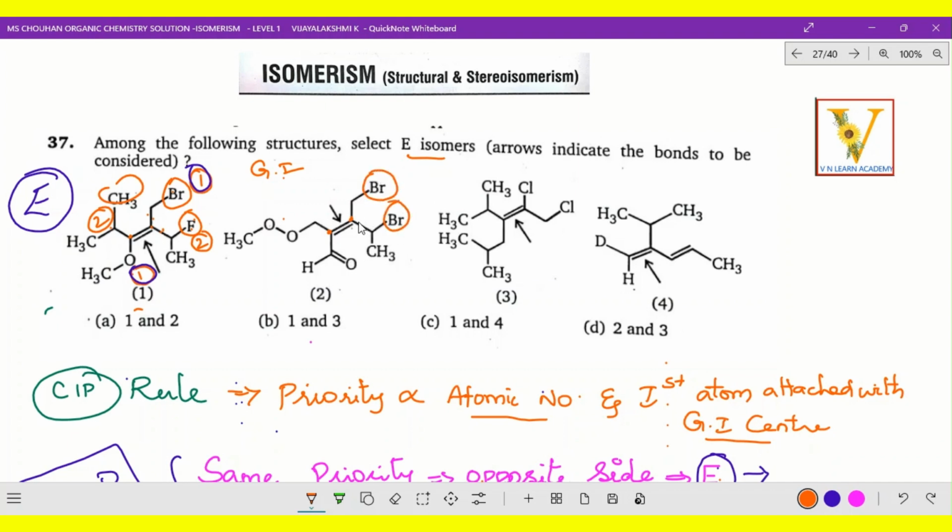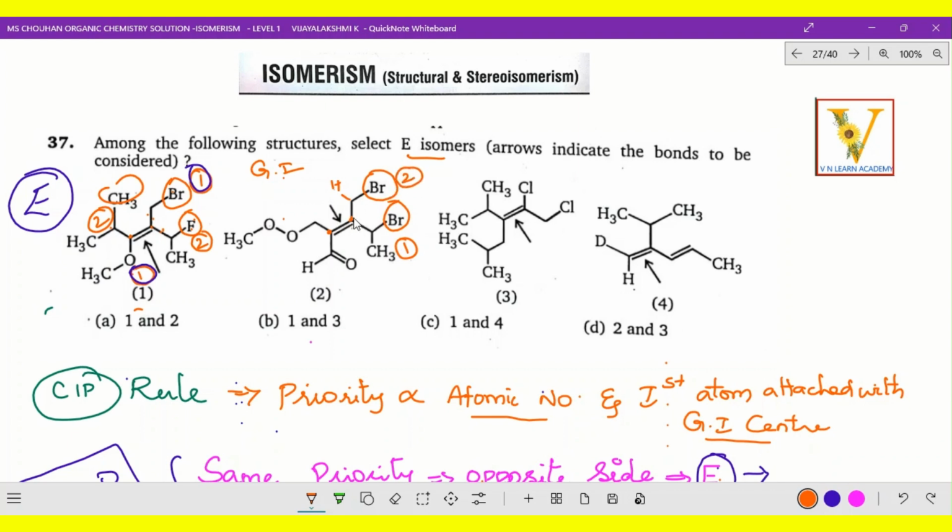Whom will you give the priority? Now come to this point. Here, bromine means here hydrogen only. Here they have given CH3, but here they did not mention it. So whom will you give the priority? The priority you will give here. Why? Hydrogen is least bothered when you are comparing with CH3. So that means this is the second priority.